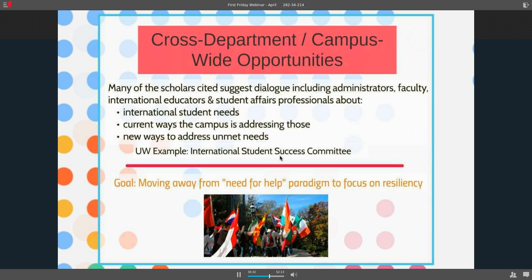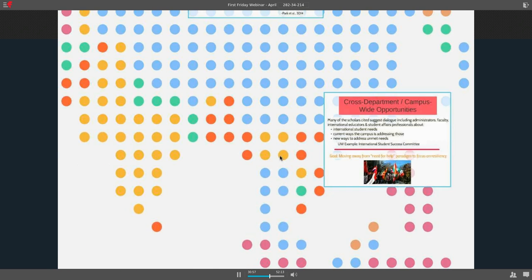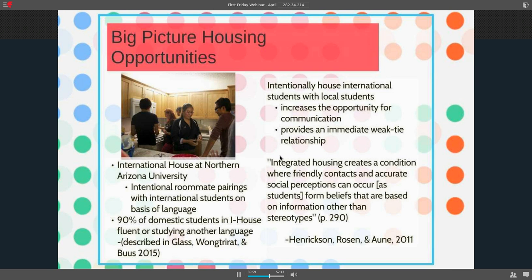And the goal suggested by some of the researchers that we looked at was to move away from the need for help paradigm. So like, oh, international students, it's so hard for them, we need to help them, and focus on all of the amazing skills that they're already using to be successful and to get through this transition, and to focus on developing those skills into resiliency, and so moving away from the we need to help them idea. So something to just keep in mind through the rest of the slides when we start to talk about things we can do.